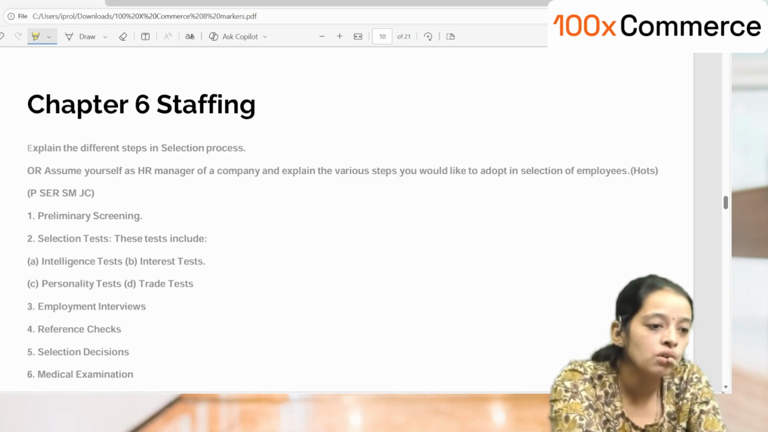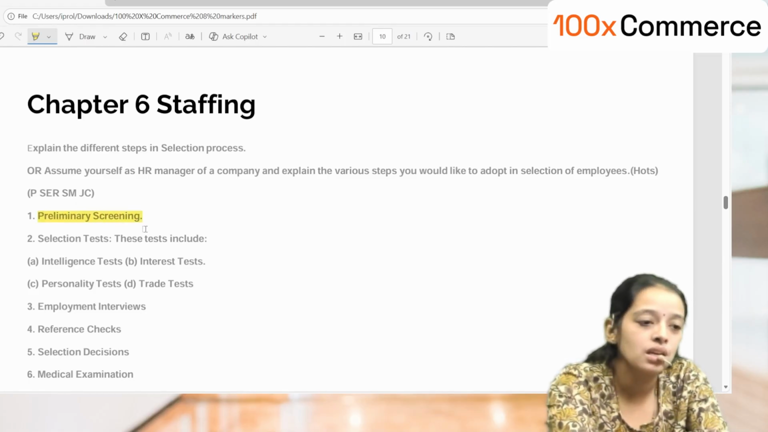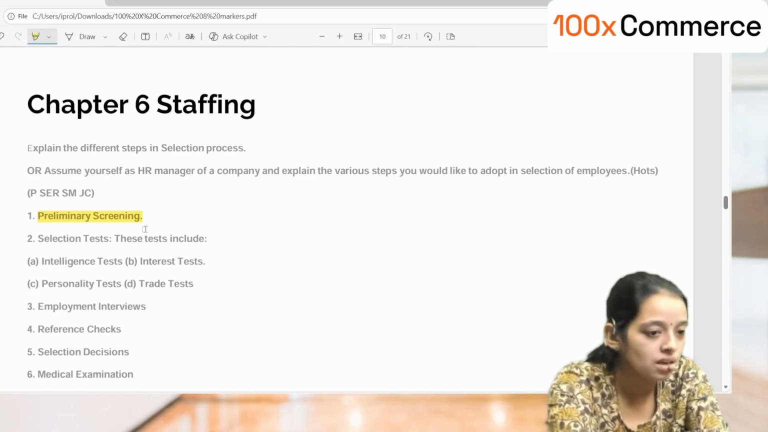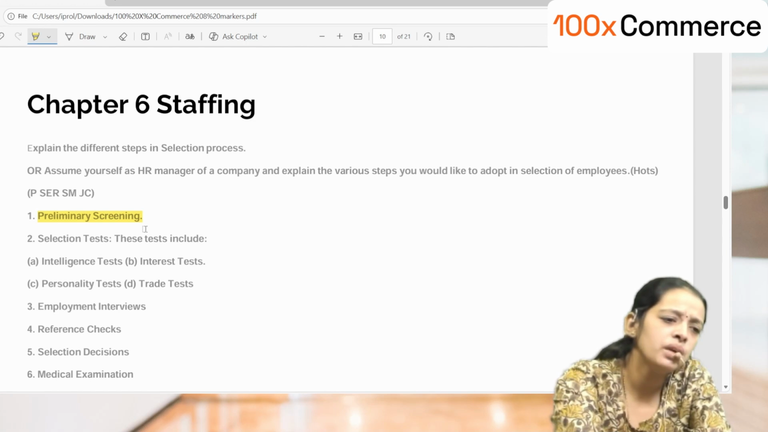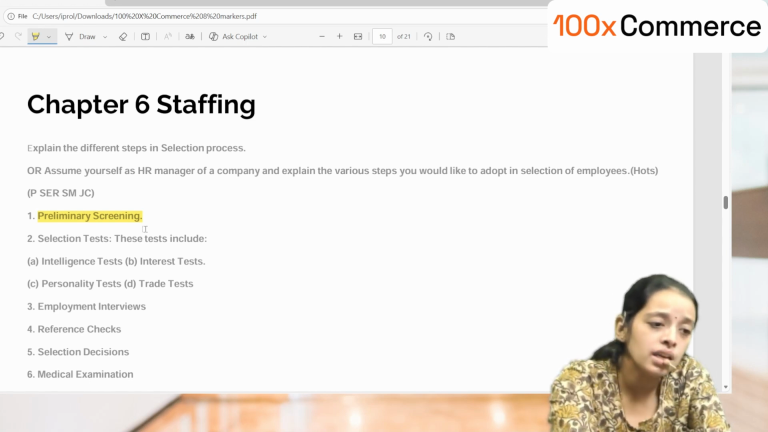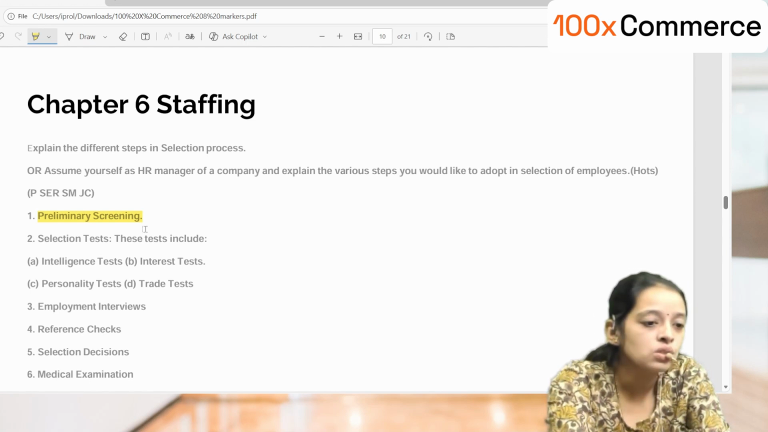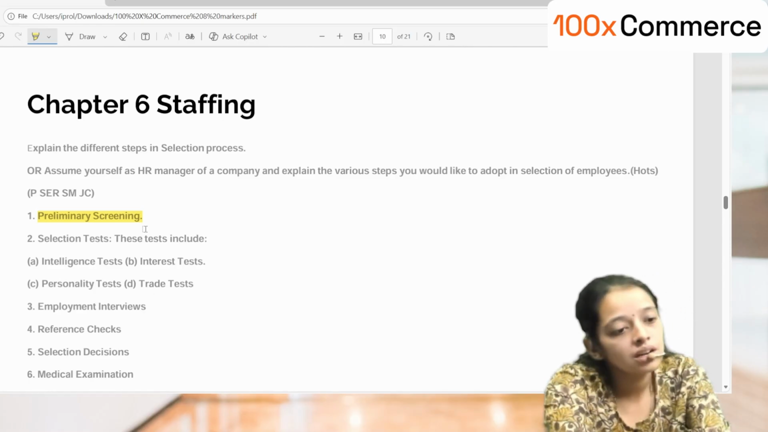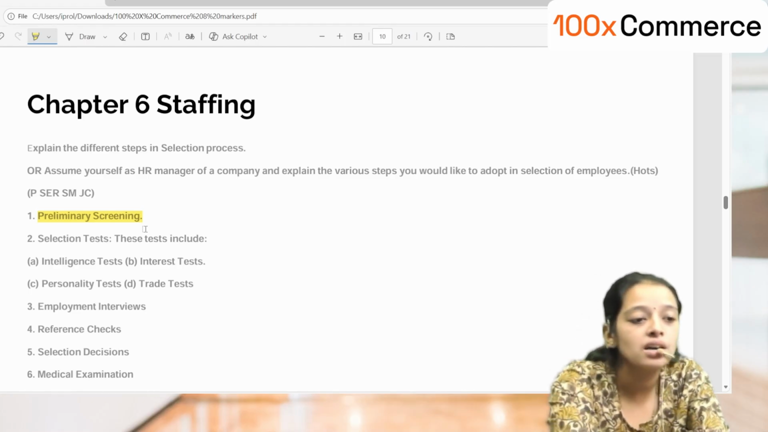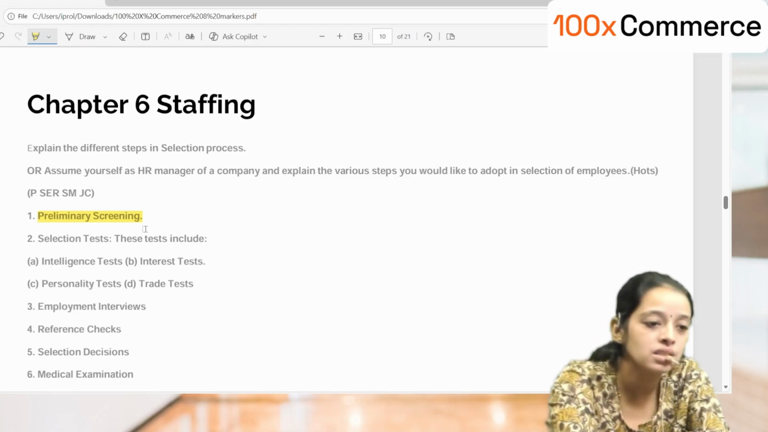Okay, so the selection process always starts with what? A preliminary screening. Preliminary screening means what? It is a primary screening. When any job vacancy is let out, we tend to get a lot of applications, right? Some applications will be completely irrelevant. The irrelevant applications will be rejected then and there itself. Only the relevant applications will be taken forward. So that step we call a preliminary screening.